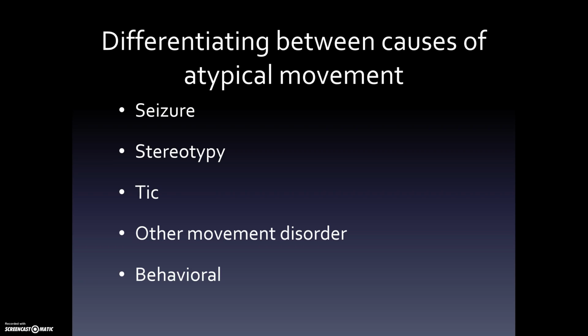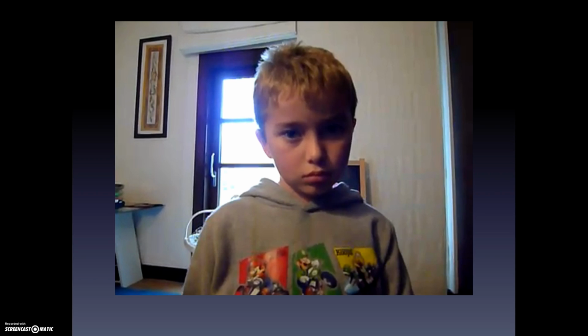Whenever there's a history of this type of atypical movement, there are many different possible diagnoses, which I've shown here. The movement may be a seizure, a stereotypy, a tic, other movement disorder, or it could be behavioral, meaning in some sense voluntary. And next I'd like to show you several examples of these different types of movements. And I will do so in the next recording, part 2 of this webinar.